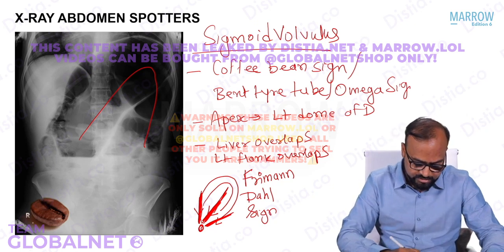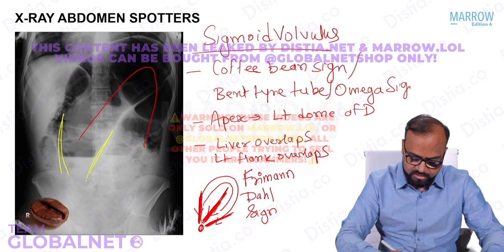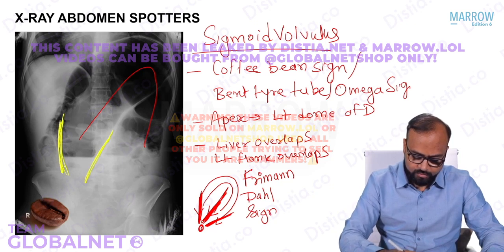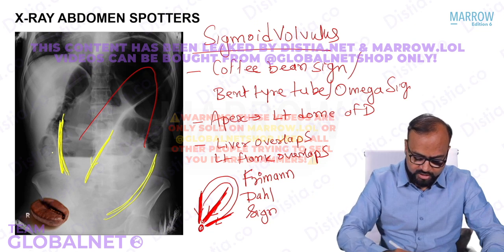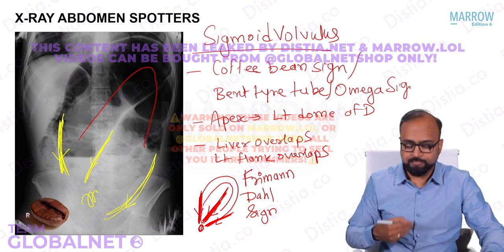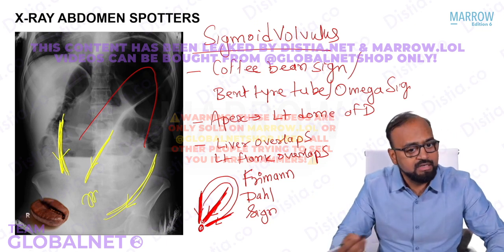Here the Freeman Dahl sign is actually not very well seen, but it would be this line here. This is the outer bowel wall of this loop. All these three lines would point towards the site of twist, which is somewhere over here. That is what is called the Freeman Dahl sign.